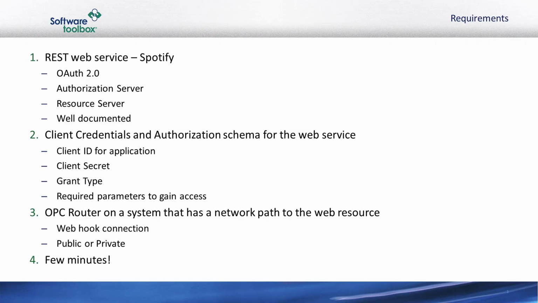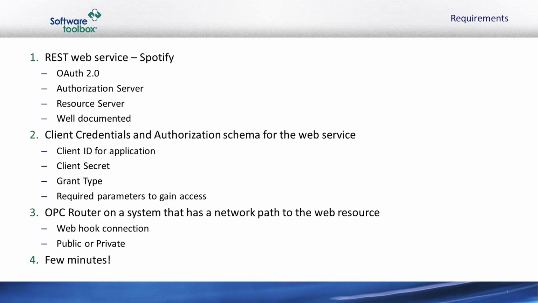Third, we will need OPC Router on a system that has a network path to the web service. In our example, Spotify is accessible via the public internet, so we just need an OPC Router on a system that has internet access. It is important to mention this since we are well aware that in industry, public access is a no-go from a security perspective.